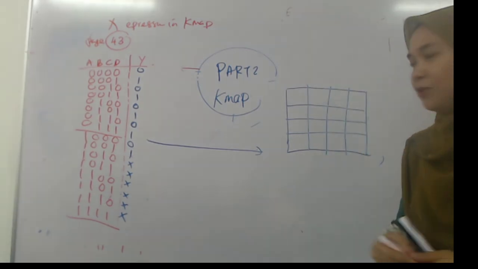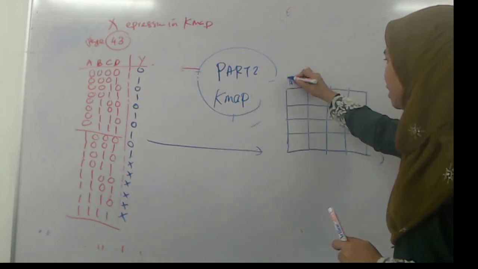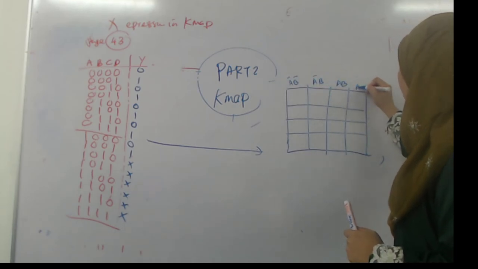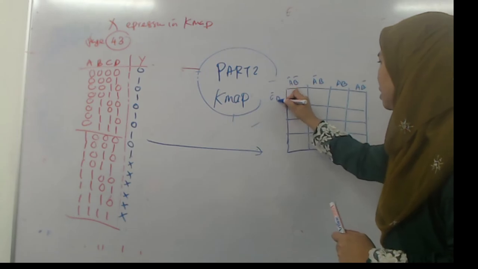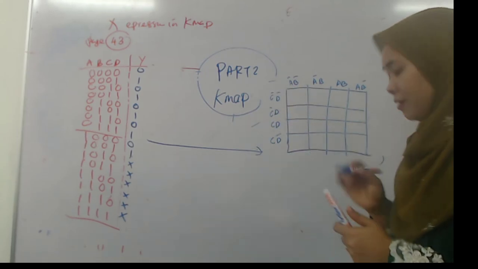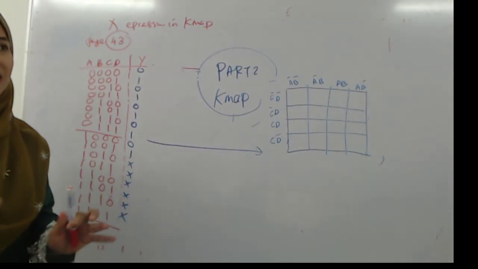Correct? So we have here, remember, this one you have to memorize. This one is not A, not B. This one is not A, B. This one is A, B. This one is A, not B. This one is not C, not D. This is not C, D. C, D. C, not D. Alright, so remember this one. We remember it from the shape, what we call the cells.